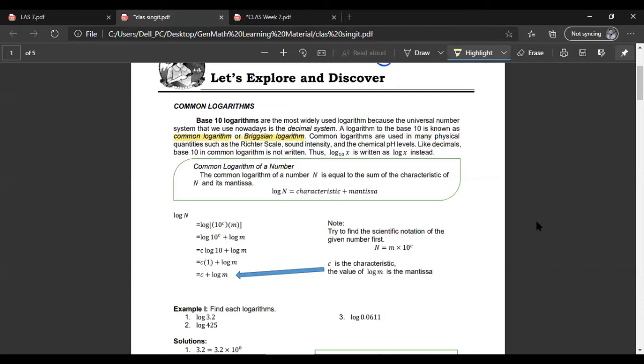So common logarithms are used in many physical quantities such as the Richter scale magnitude, sound intensity, the decibels, the acoustics, the chemical pH levels, and some other applications. As you can see, class, based on its examples, we have the Richter scale, sound intensity, and chemical pH, or the pH scale level. As you notice, these are all related to the physical science. We have chemistry, we have physics. These topics are science related.